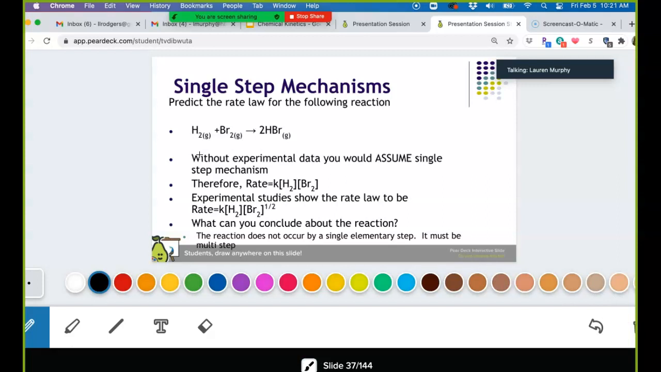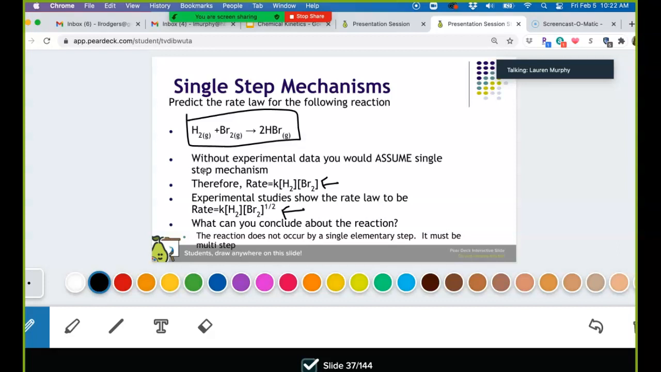Usually they also give you a mechanism, which is what we've been doing, or they give you a data table, which is what we will do next week. They very rarely give you a reaction and say, hey, write a rate law. It's usually followed with something else, because if you write it based on just the overall reaction, you are making a big assumption that the reaction is only happening in one step. Okay? So we would write the rate law like this, and then you go, oh, the study shows that this is the true rate law, okay? Which doesn't match what we just wrote, meaning this reaction doesn't really happen in a single step.